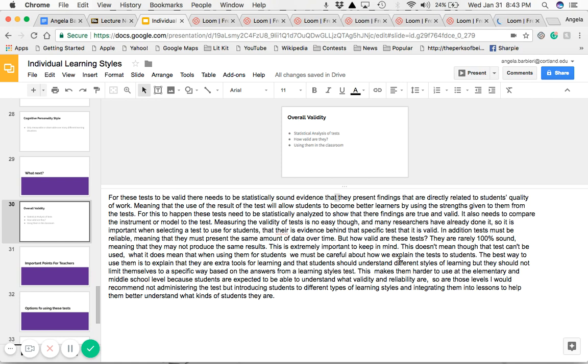The instrument or the model needs to compare well to what it's trying to test. Measuring the validity of a test is not easy though, and lots of researchers have already done it. So it's important when selecting a test to use for students that their evidence is based on specific results, showing that the test is valid of some sort. The test must be reliable as well, meaning that they present the same amount of data over time.